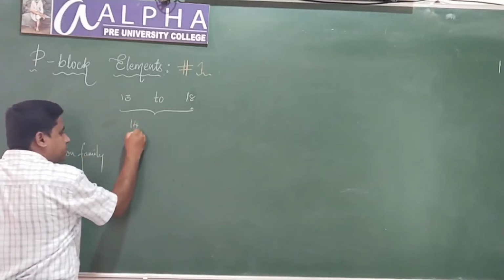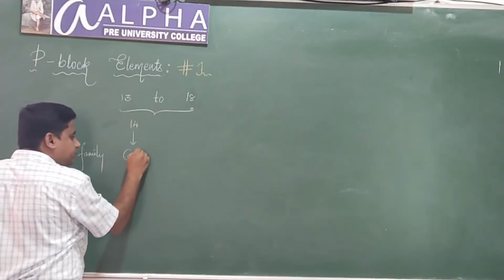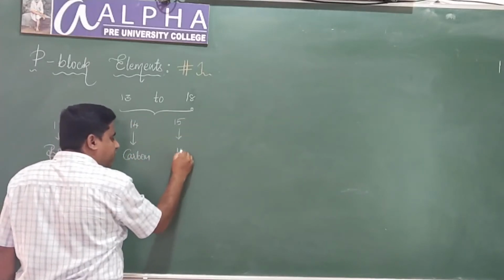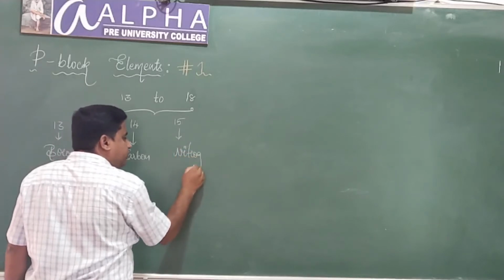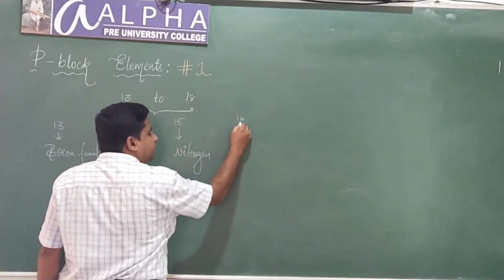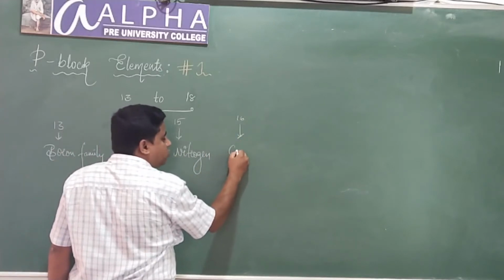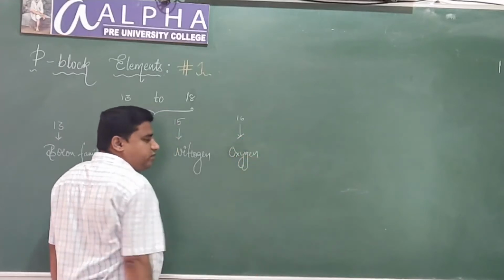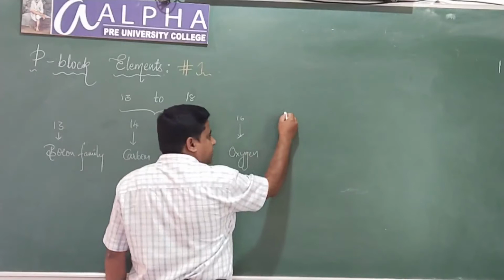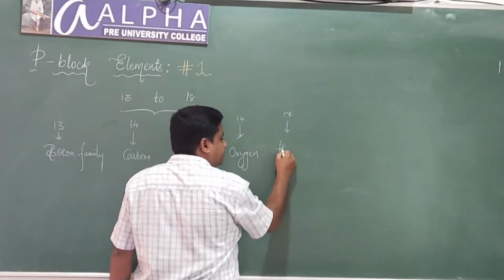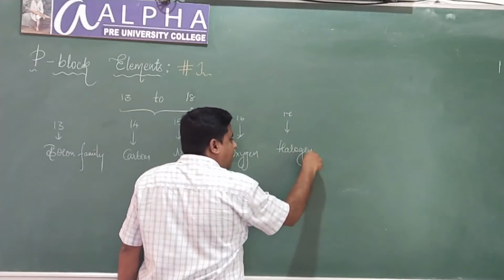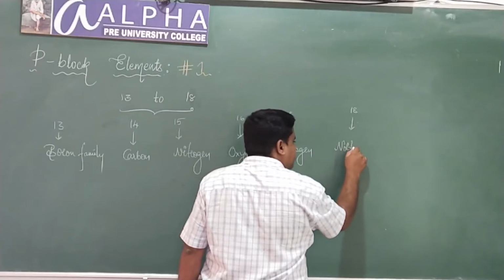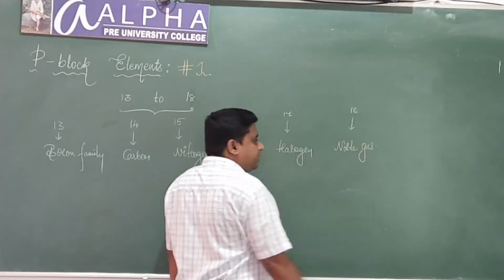Group 14 is called the carbon family. Group 15 is the nitrogen family. Group 16 is the oxygen family, which is also called the chalcogen family. Group 17 is the halogen family. And group 18 is the noble gas family.